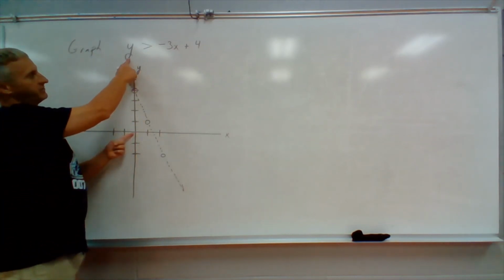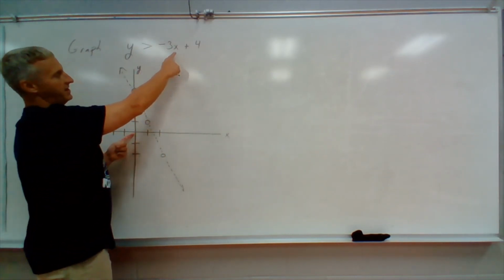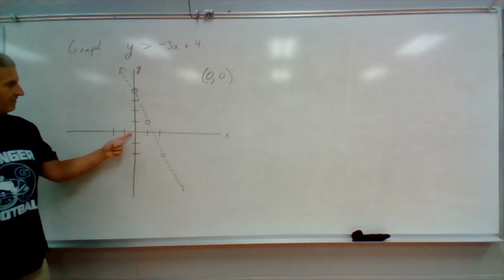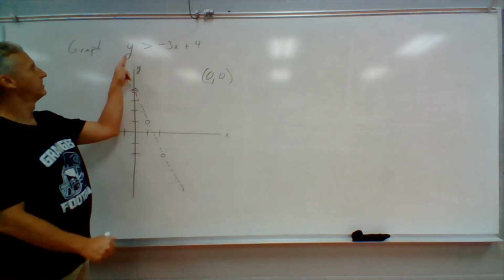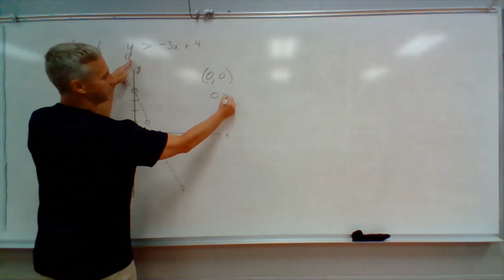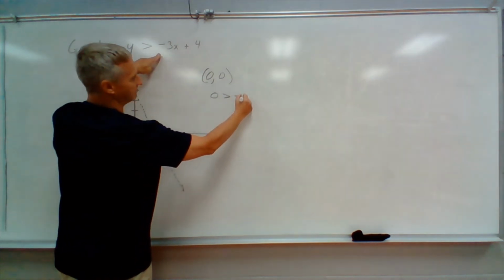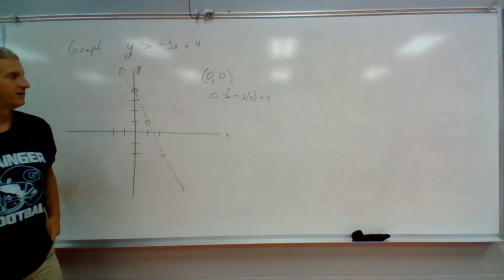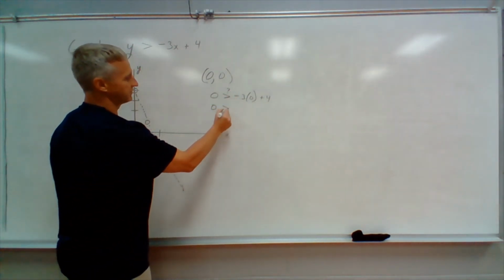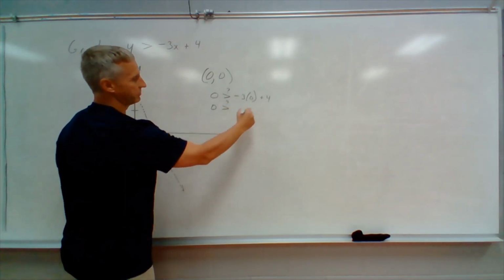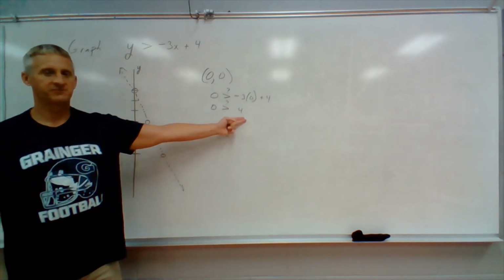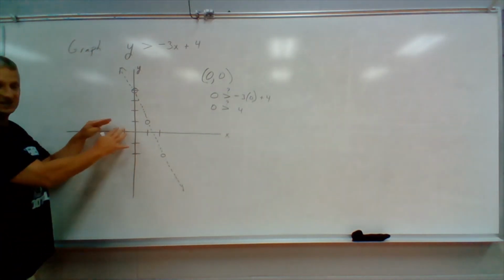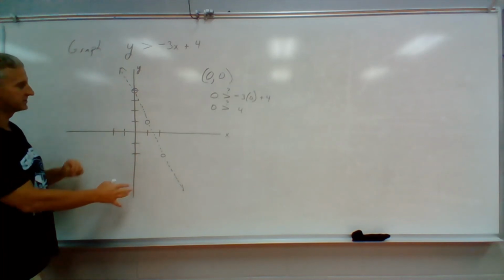So if I put 0 in for x and 0 in for y, I get 0 is greater than negative 3 times 0 plus 4. And I want to know if that's true or not. So is 0 greater than 0 plus 4? Is 0 greater than 4? It's not. So this is not a solution. And any other point you pick on this side of the line will not be a solution.